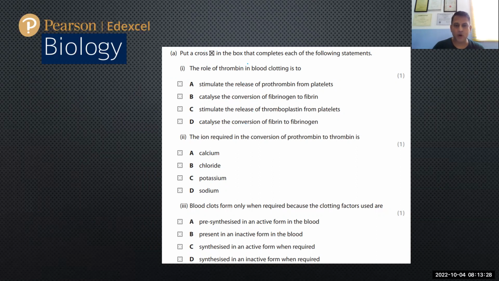What is the role of thrombin in the blood clotting process? In this lesson we have seen prothrombin exists in blood in an inactive form and it converts to the active enzyme thrombin. Thrombin is an enzyme and thrombin converts fibrinogen into fibrin. So it catalyzes the conversion of fibrinogen to fibrin.